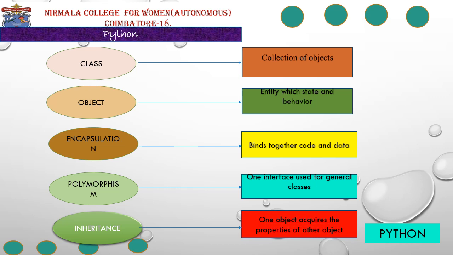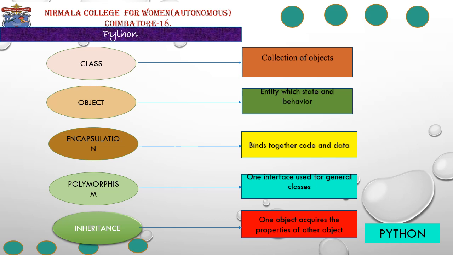Inheritance. Inheritance is where one object acquires the properties of another object. There are different types of inheritance like single inheritance, multi-level inheritance, hierarchical inheritance, and multiple inheritance.